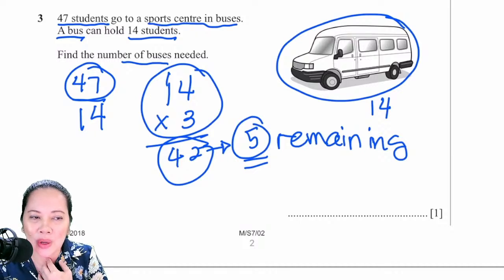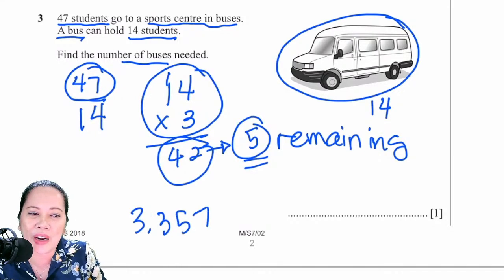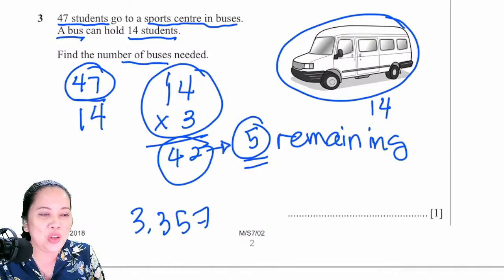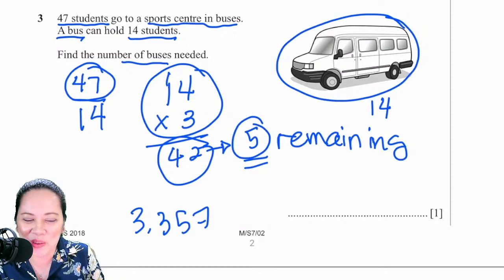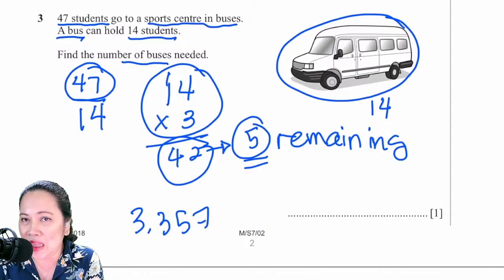Yes, it's 3.357. Yes, you are right, Colonel. Oh, you don't fail in maths. 3.357. Yes, that's correct.